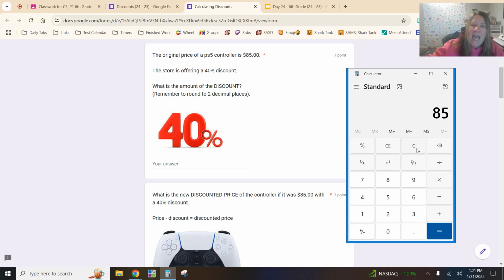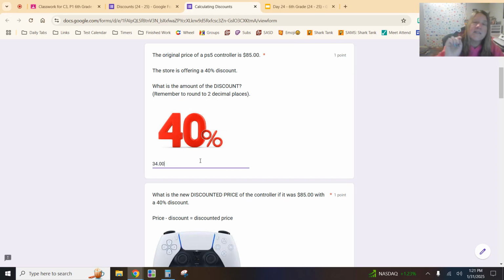Third time's a charm. And I'm going to multiply that by 40. Do not forget the percent symbol. Very important. I get 34. No cents, nothing to round. So I'm going to put in here 34.00 because it does say round to 2 decimal places. So that's 2 decimal places.